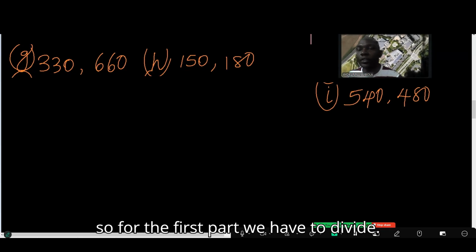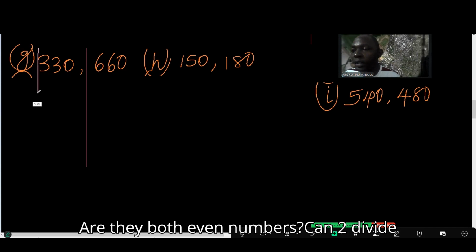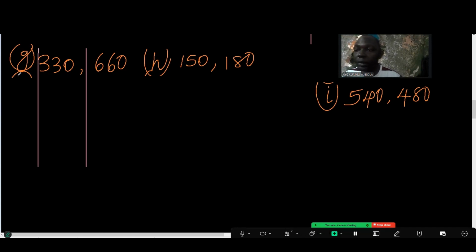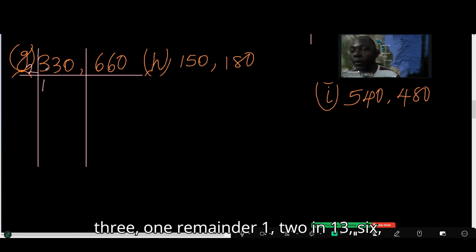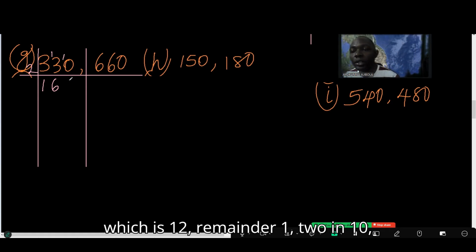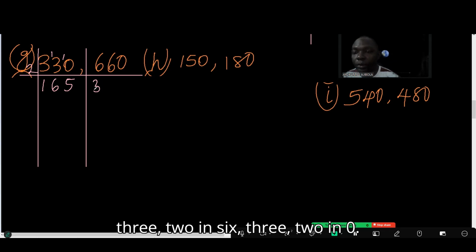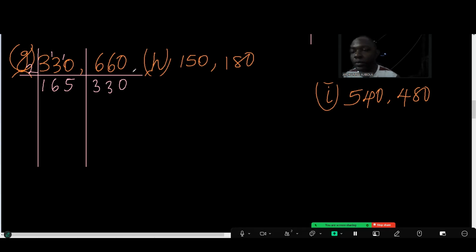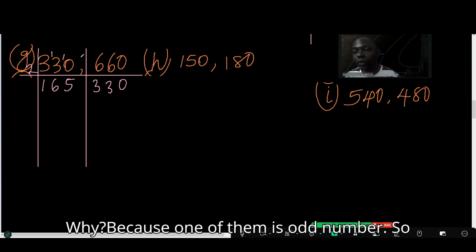Okay, so for the first part, we have to divide. Are they both even numbers? Can 2 divide them? The answer is yes. So 2 in 3, 1, remainder 1. 2 in 13, 6, which is 12, remainder 1. 2 in 10, 5. Then 2 in 6, 3. 2 in 6, 3. 2 in 0, 0. Is that clear? Can 2 still divide them? No, because one of them is an odd number.